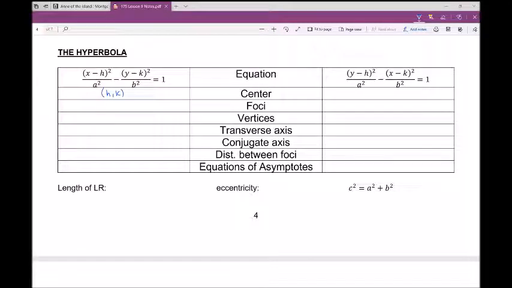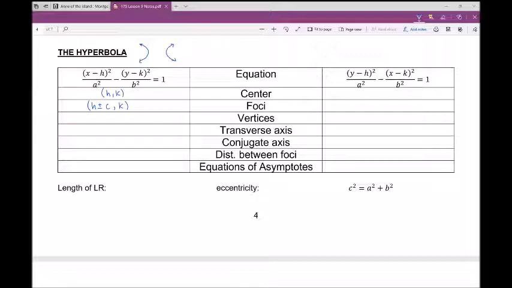Your foci will be (h plus or minus some distance c, k). If you notice, this time the orientation of our hyperbola is going to be determined by the variable with the positive sign. In this first column, we're looking at a hyperbola that has a horizontal orientation, whereas the other column is going to be the vertical. That's why on the foci, we're adding to the x-coordinate rather than the y-coordinate in this case.